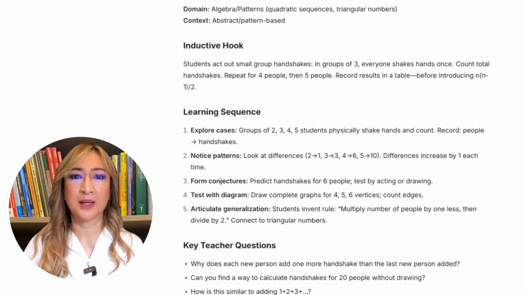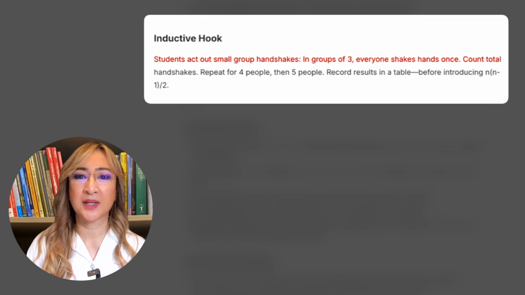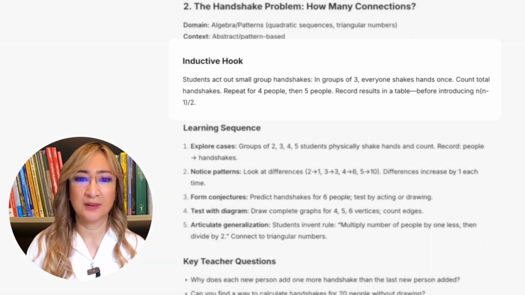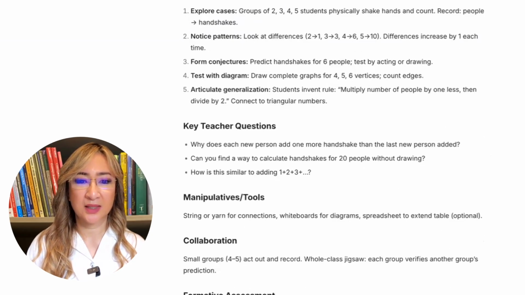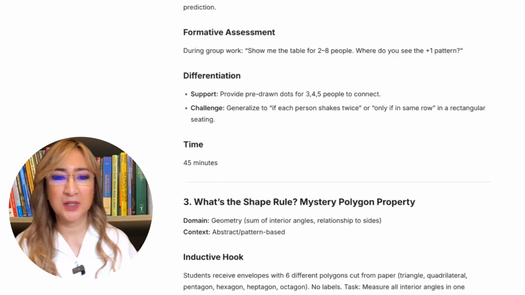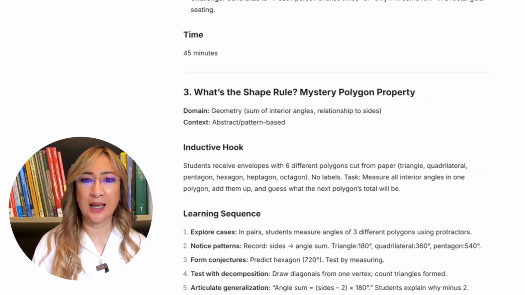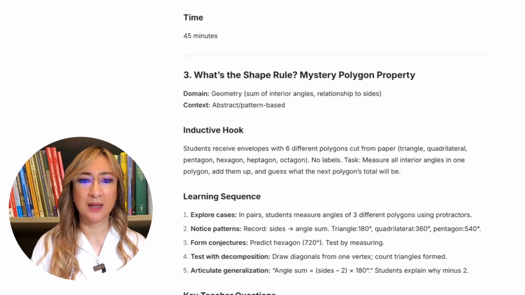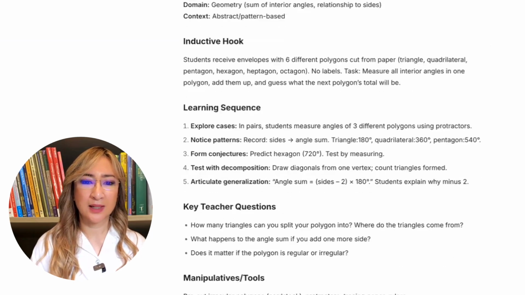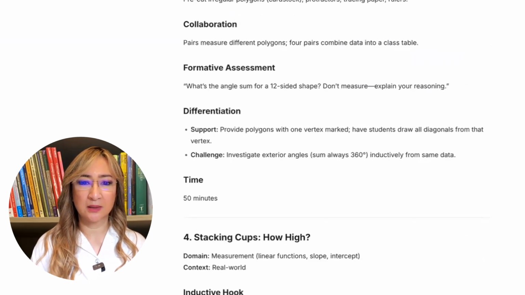Yep, that's a great problem actually. So inductive hook, students act out small group handshakes. In groups of 3, everyone shakes hands once. Yep. And we can look at the patterns. Here's some teacher questions, collaboration. Okay, I mean, it's giving me an outline, right? What's the shape rule? So looking at, I suppose, growing polygons. I imagine 6 different polygons cut from paper. No labels. Okay, so it's not giving me a lot of detail. Like I couldn't go and use this. I've just got an idea of it.